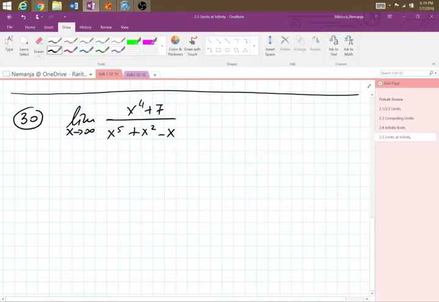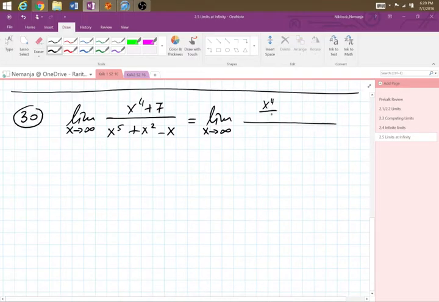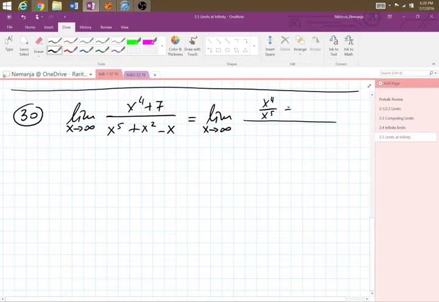So we all agreed that the highest exponent is 5, which means that we divide each one of these terms by x to the 5. Don't forget to copy the limit every time until you get to use it. So we have x to the 4 divided by x to the 5 plus 7 divided by x to the 5, and then x to the 5 divided by x to the 5 plus x squared divided by x to the 5 minus x divided by x to the 5. Now we cancel.